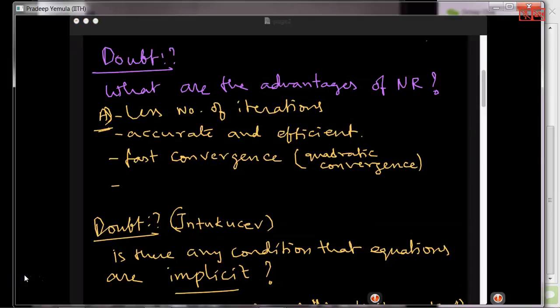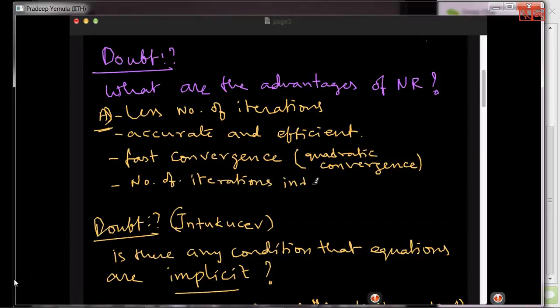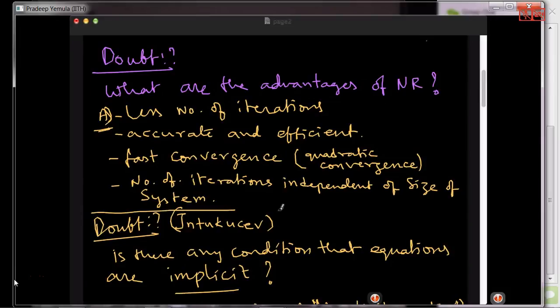Another is that the number of iterations is independent of size. So even if there is a large system, like a 10 bus system or 20 bus system or even a 100 bus system, the number of iterations will still be less, but the problem will be that the time taken per iteration will be excessively more.